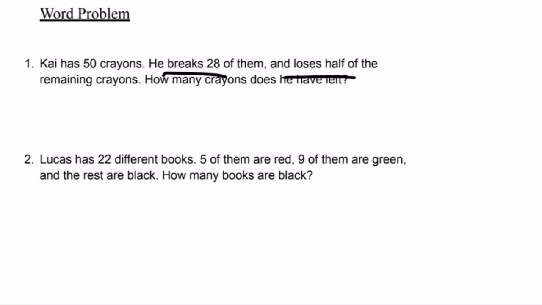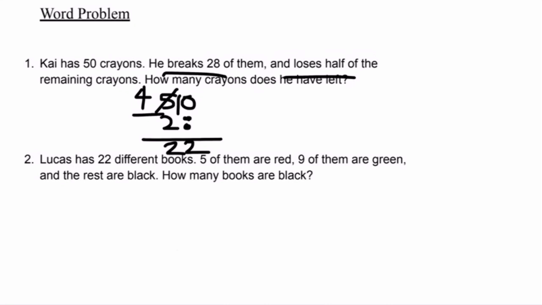So in order to find this, we first need to subtract 28 from 50 to find how many crayons he had remaining after breaking 28 of them. 50 minus 28. We can't subtract 8 from 0, so we borrow from the tens place. 5 becomes a 4, 0 becomes a 10. 10 minus 8 should equal 2. 4 minus 2 should also equal 2. So therefore, Kai has 22 crayons after breaking 28 of them.